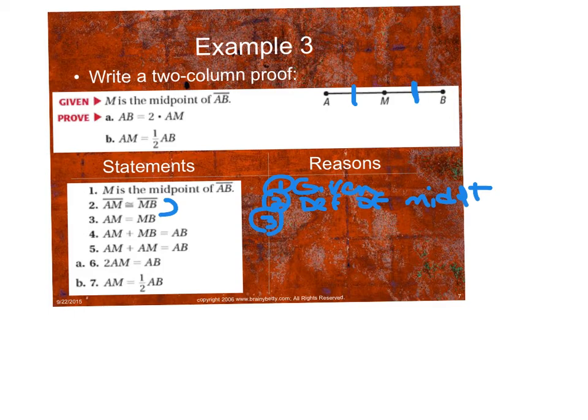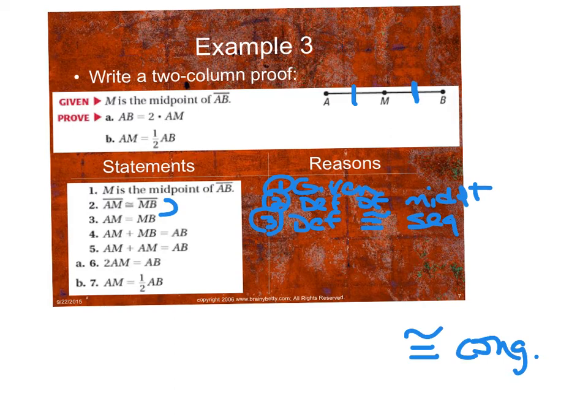However, if it was a proof that I gave you the statements, your reasoning would be definition of congruent, I could put a little symbol, segments. So again, remember this thing here is congruent. So this says definition of congruent segments. You could have just skipped that step 3 if you were writing your own proof.